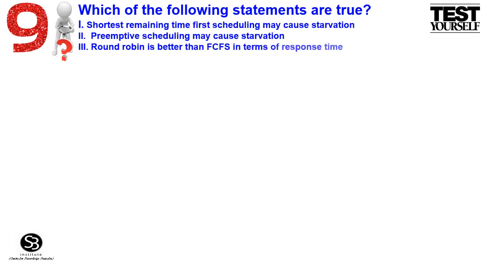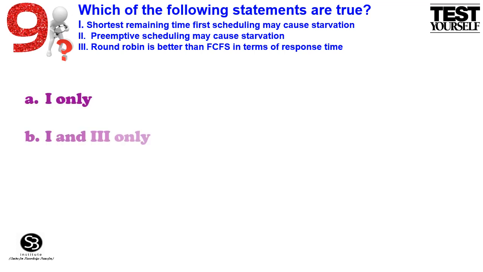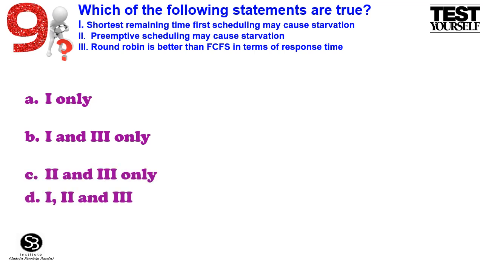Question. Which of the following statements are true? 1. Shortest remaining time for scheduling may cause starvation. 2. Preemptive scheduling may cause starvation. 3. Round robin is better than FCFS in terms of response time. The given options are option A, 1 only, option B, 1 and 3 only, option C, 2 and 3 only, option D, 1, 2 and 3.